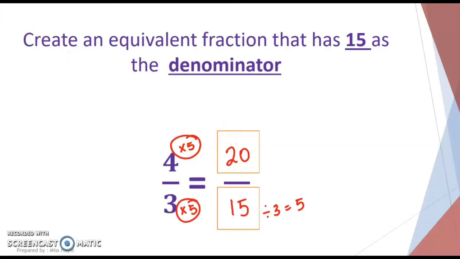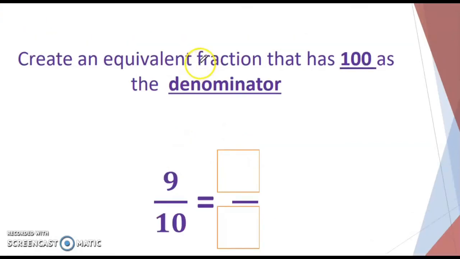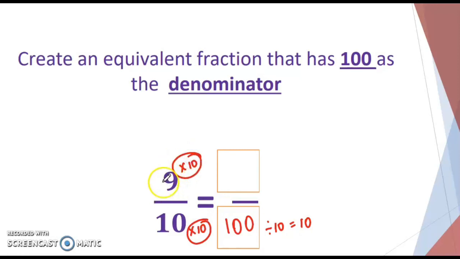Our next example is asking us to create an equivalent fraction that has 100 as the denominator. So I'm going to put 100 as my denominator. What I am going to do next is to divide by 10. My answer is 10. So therefore, they multiplied by 10, and I am going to do the same with my numerator. So here I have 9 times 10, and that is 90. So that would have been my answer for 9 over 10.